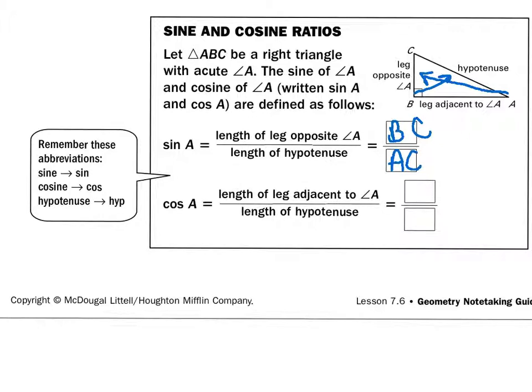Cosine then is the one adjacent. Remember that adjacent means hooked onto A. So what side is hooked onto A that is not the hypotenuse? That's AB. And again, the hypotenuse is AC. Okay, next page.